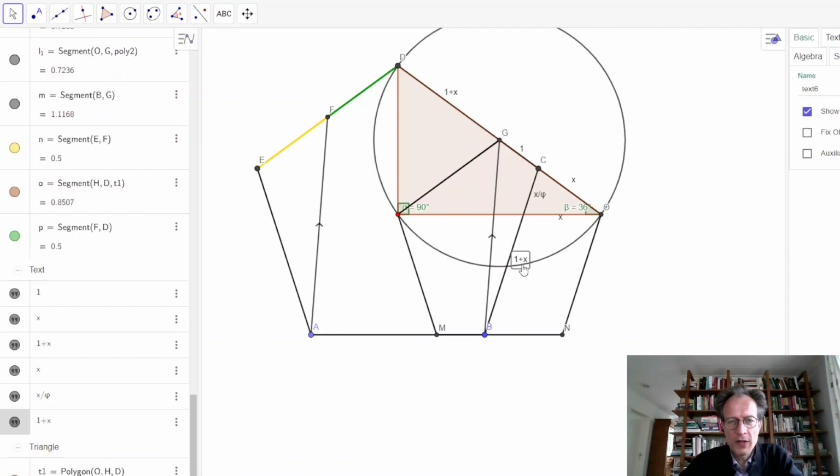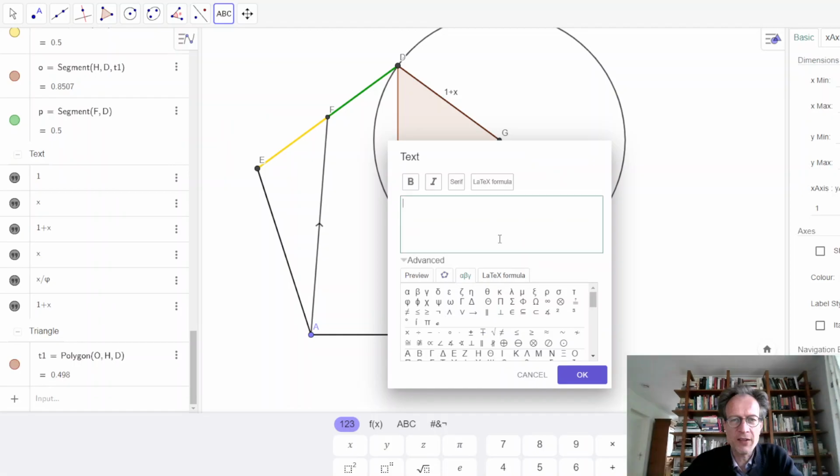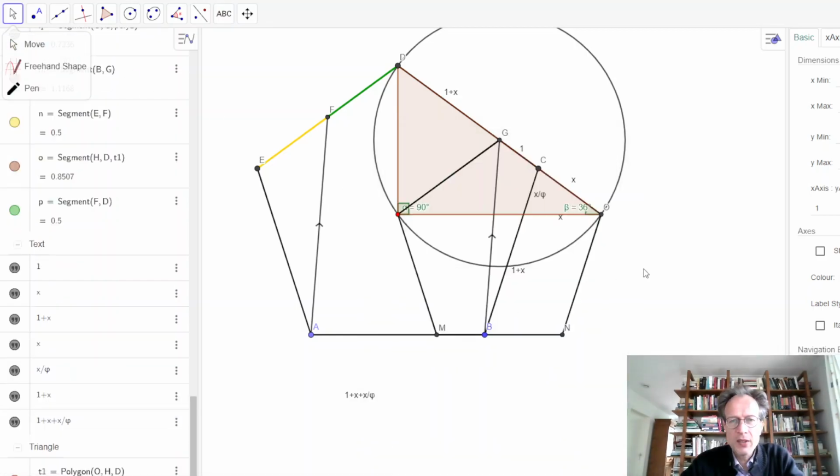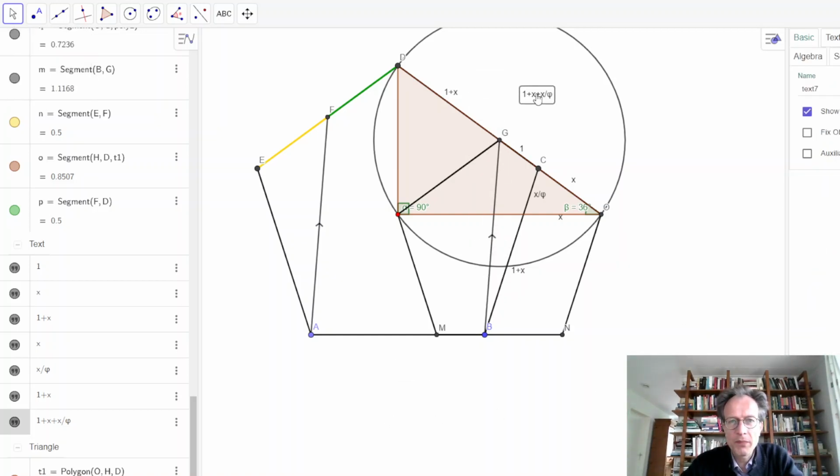Okay. So now what we had found is that on the one hand, this is the side length of the large pentagon. So on the one hand, we have found that the large pentagon has length 1 plus x plus x divided by phi. Well, let's first give that a place. Okay, it's over here.